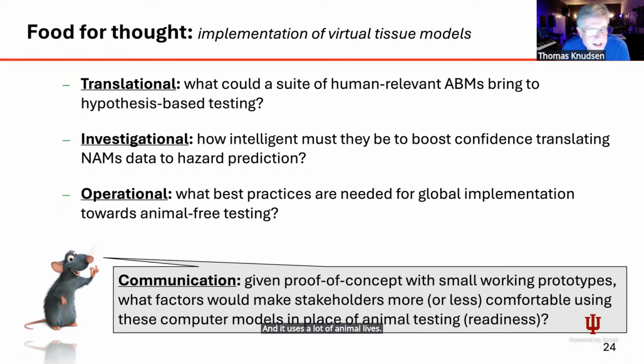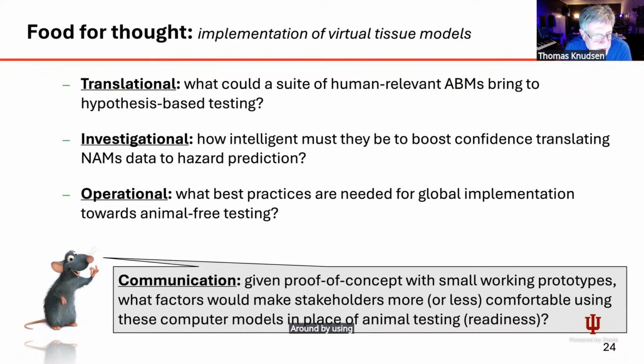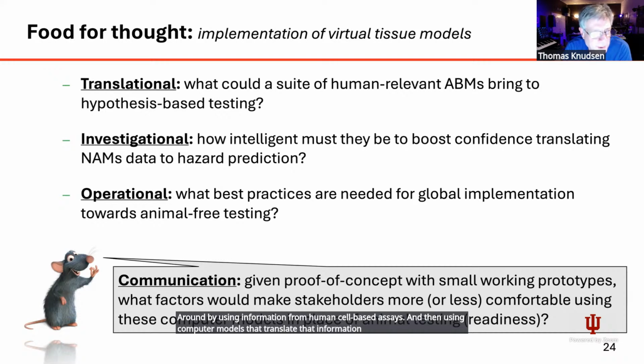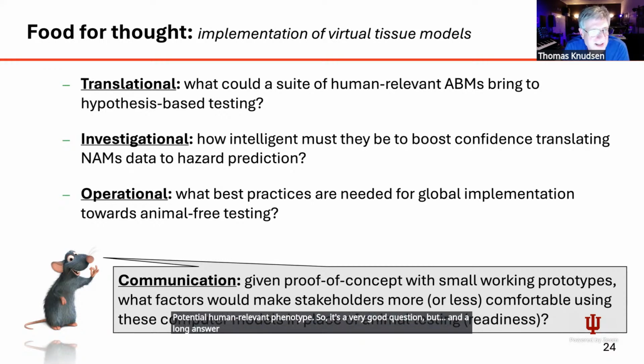And those are the things that we're trying to get around by using information from human cell-based assays, and then using computer models that translate that information into a potential human relevant phenotype. So it's a very good question, but a long answer. That's where we are.